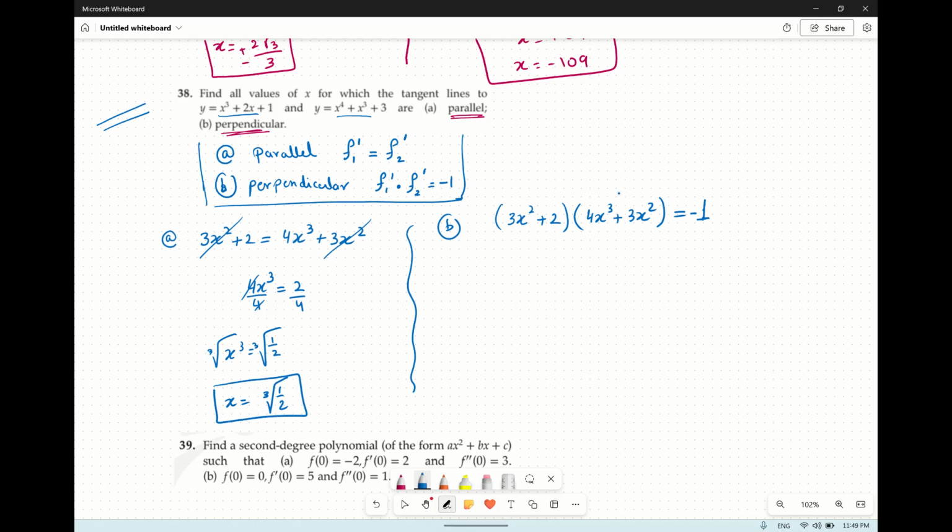So now what are you going to do? You are going to expand these. So 3x squared multiplied by 4x cubed will give me 12x power 5. Then 3x squared times 3x squared, 9x power 4, plus 8x cubed plus 6x squared equal to -1.